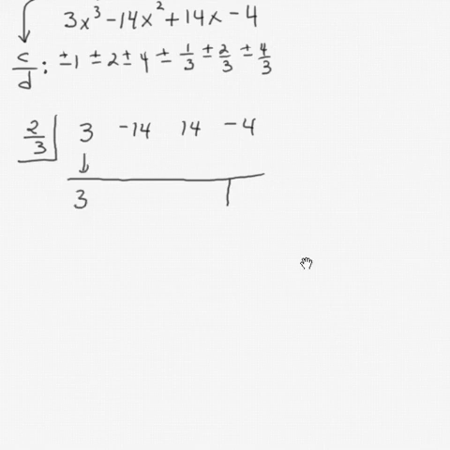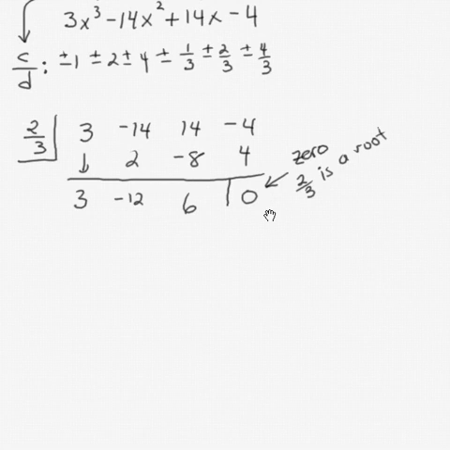So I bring down the leading coefficient. 3 times 2/3 is 2. Added to negative 14 is negative 12. 2/3 of negative 12 is negative 8. Plus 14 is 6. 2/3 of 6 is 4. Plus negative 4 is 0. So yes, what you didn't see is 2, 4, 6, 8 synthetic divisions that didn't work. But now this 9th synthetic division of positive 2/3 does work. So we had a remainder of 0, which means 2/3 is my second root.